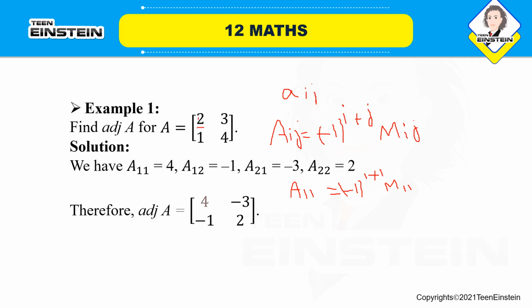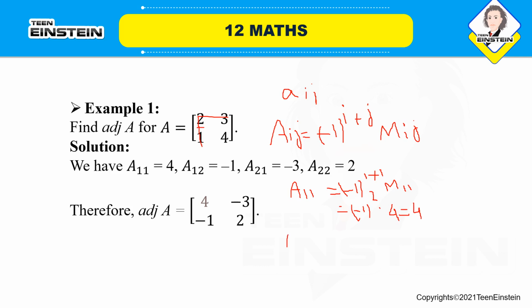Okay. So delete the row and the column having the element 2. We get 4. So M11 is 4. Right. So what we are getting is minus 1 whole square into 4. What is minus 1 whole square? It is plus 1. So you are getting 4. Okay, so A11 equal to 4.